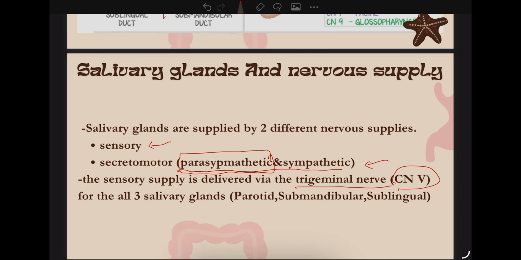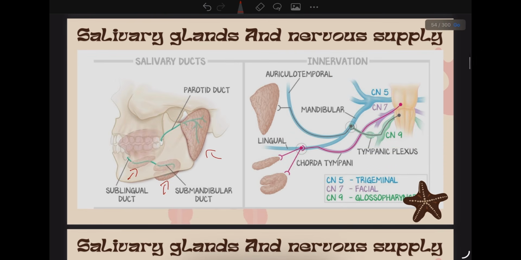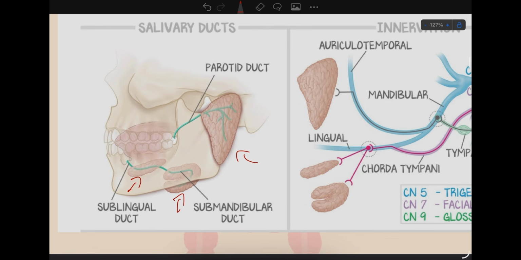What about the parasympathetic innervation? It gets tricky now. Please focus on me. First of all, which nerve gives the supply? For the parotid gland, it's the glossopharyngeal nerve. I want you to remember that we have the pharynx here, so it's close to the pharynx, so it's basically the glossopharyngeal nerve.